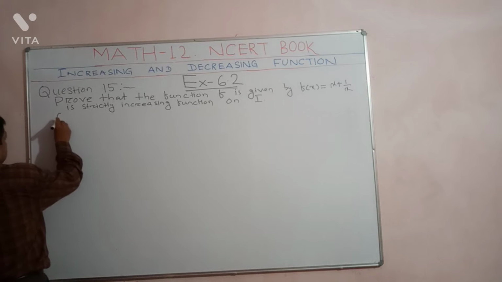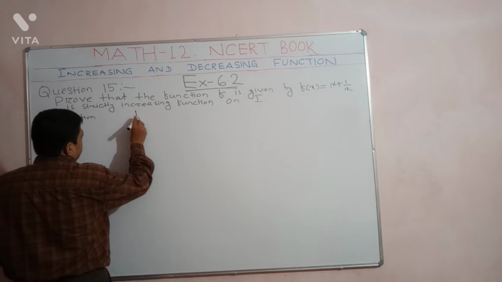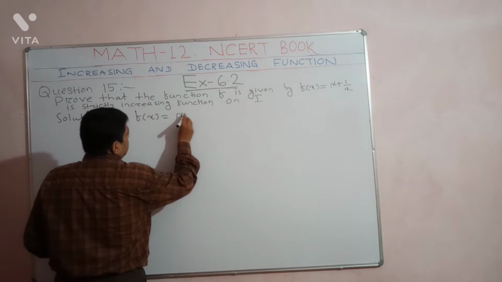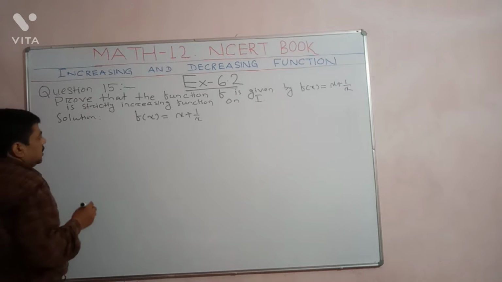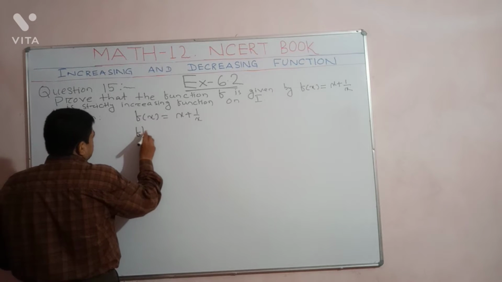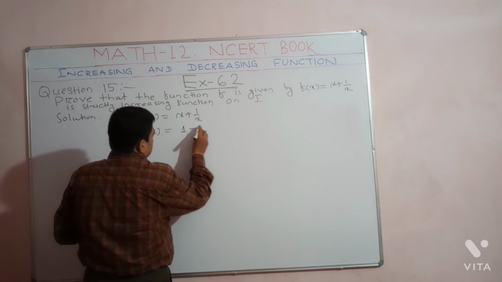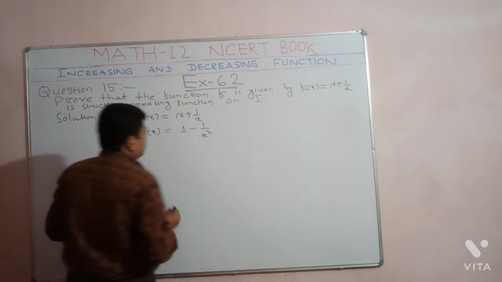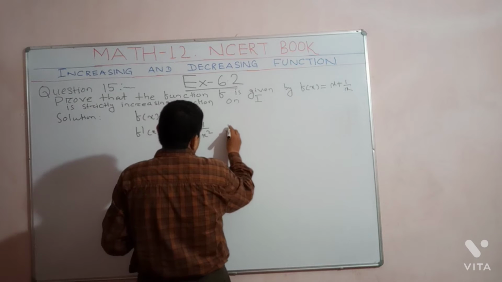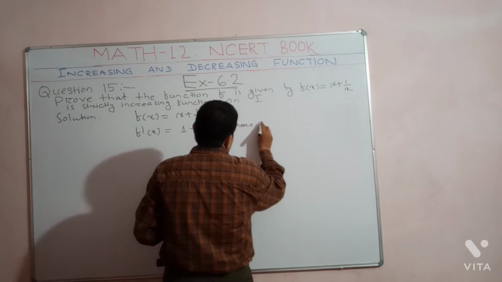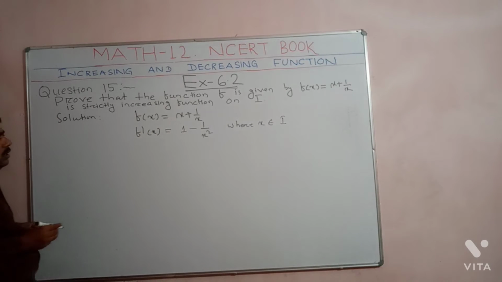You have to prove that the function f(x) = x + 1/x is strictly increasing on the set of integers I. Now let us find the derivative of f(x). The derivative of x is 1, and the derivative of 1/x is -1/x². So f'(x) = 1 - 1/x², where x belongs to the set of integers I.